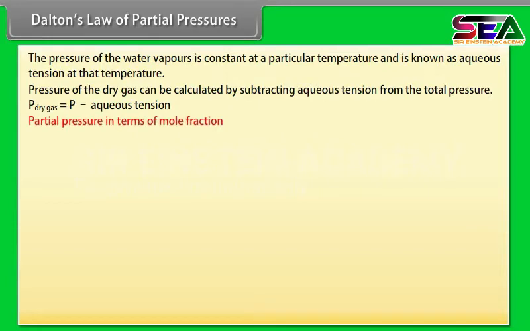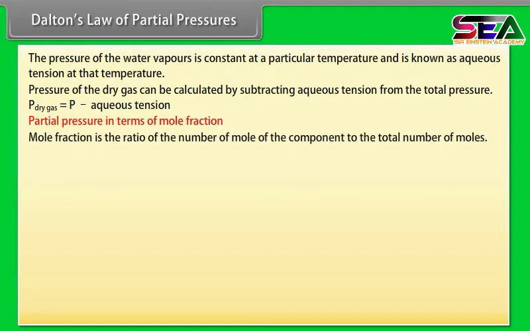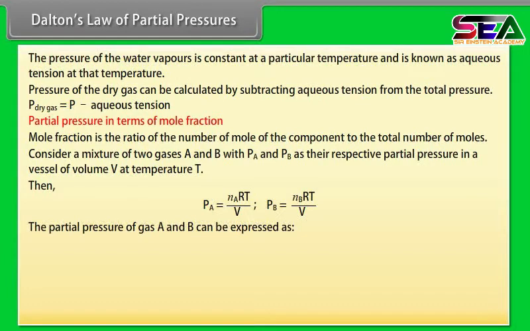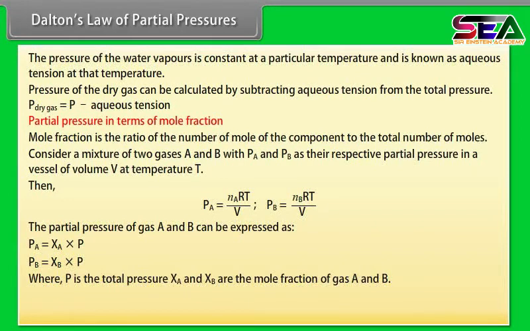Partial pressure in terms of mole fraction. Mole fraction is the ratio of the number of moles of the component to the total number of moles. Consider a mixture of two gases A and B with PA and PB as their respective partial pressures in a vessel of volume V at temperature T. Then, PA is equal to nA RT by V, and PB is equal to nB RT by V. The partial pressures of gas A and B can be expressed as PA is equal to XA into P, PB is equal to XB into P, where P is the total pressure, and XA and XB are the mole fractions of gas A and B.